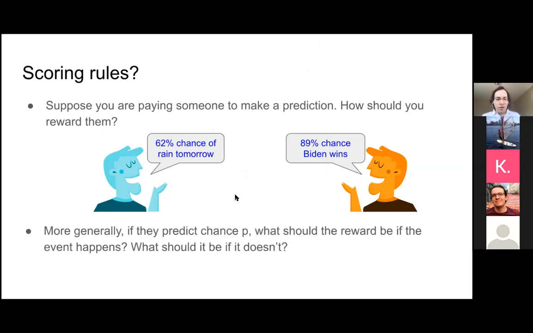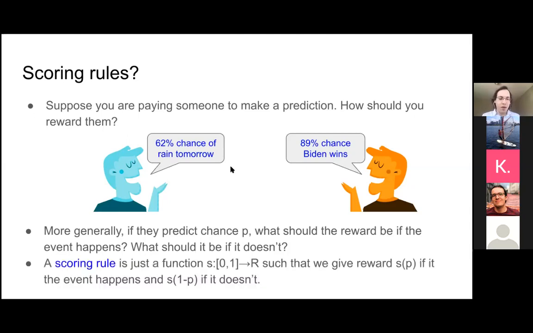So more generally, you can say, okay, suppose the prediction is P, then what should the reward be if the event happens, and what should the reward be if the event does not happen? A scoring rule is basically the name that we give to any reward function like this. So it's any function that takes probabilities and outputs real numbers. And usually we think of giving the reward S of P if the event happens that was predicted with probability P, and S of 1 minus P if the event does not happen.